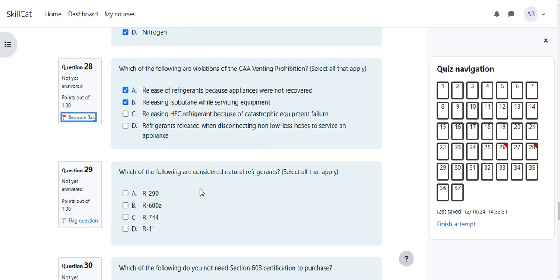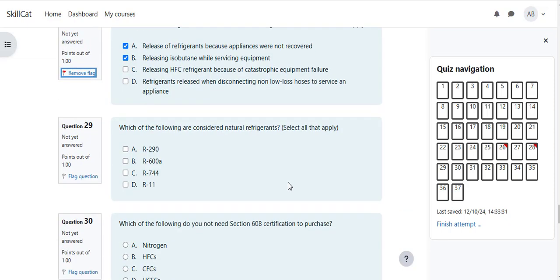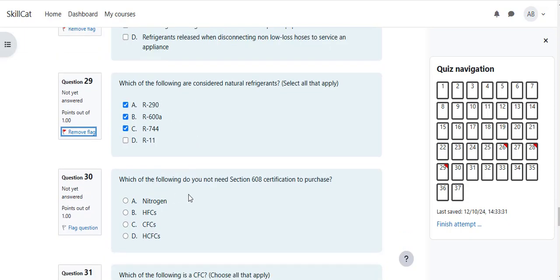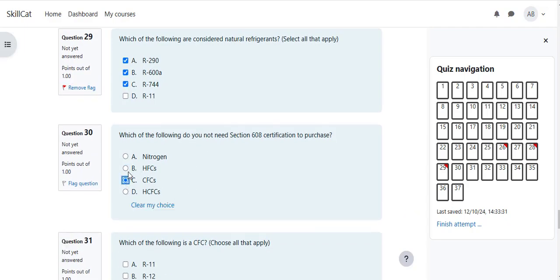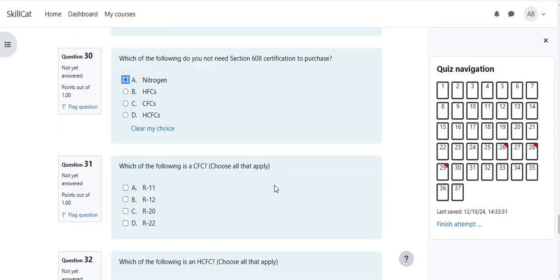Which of the following are considered natural refrigerants? Select if any. R290, R600a, are all, I think. Not sure of this one, but I think so, yeah. Which of the following do you need Section 608 certification to purchase? HFC and CFC. Which of the following don't need it? This is nitrogen.